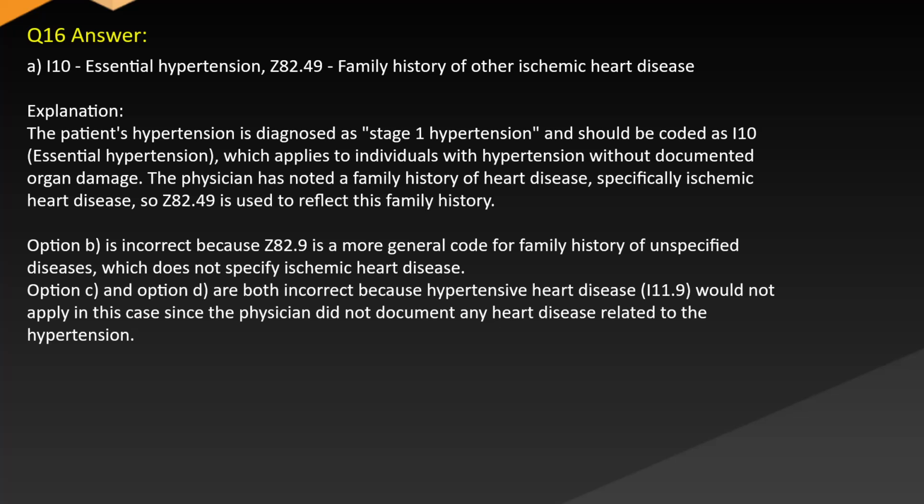to reflect this family history. Option B is incorrect because Z.9 is a more general code for family history of unspecified diseases, which does not specify ischemic heart disease. Option C and option D are both incorrect because hypertensive heart disease I.9 would not apply in this case, since the physician did not document any heart disease related to the hypertension.